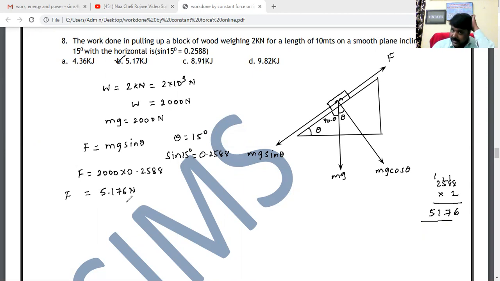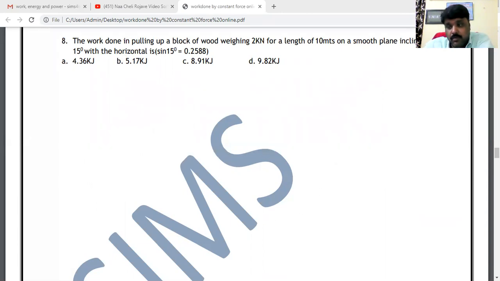In case of such kind of problems, if we take the free body diagram, it's very easy for us. And next, let us move on to the next problem here.